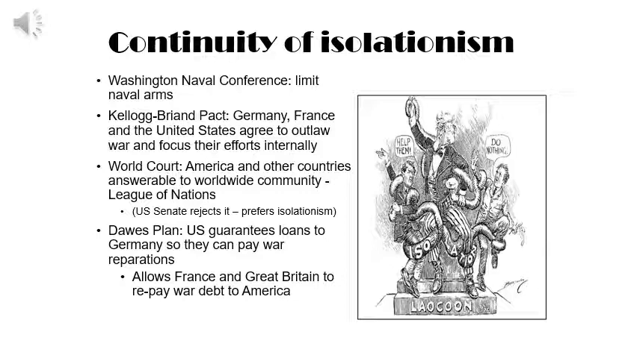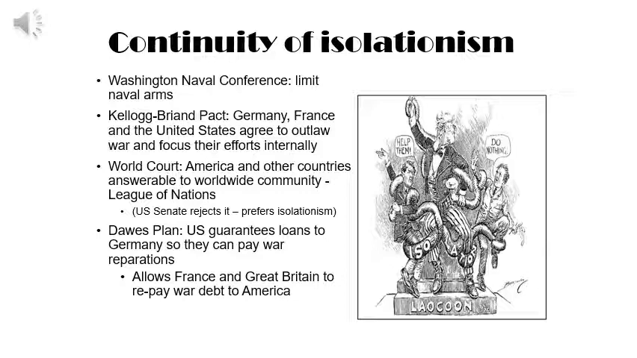The World Court would have made each country in a League of Nations answerable to other countries. America would have been answerable to a worldwide community. The US Senate rejected it, preferring their isolationism, preferring to focus on their own efforts.